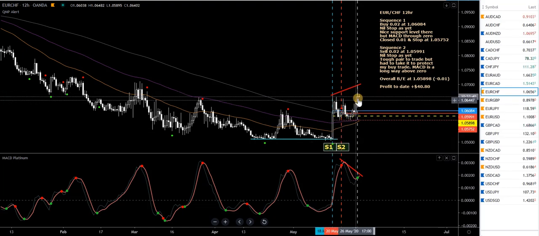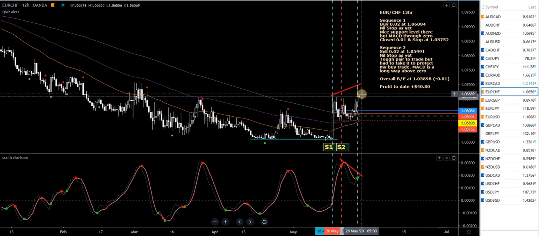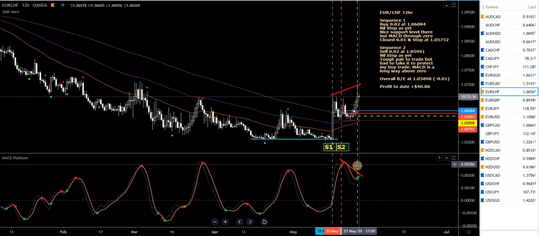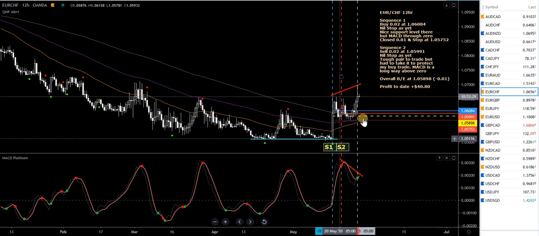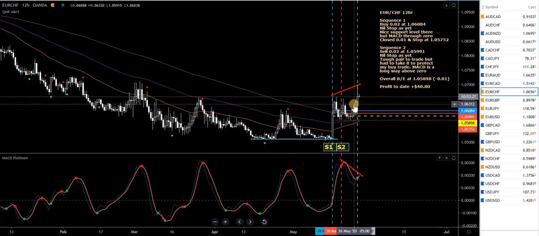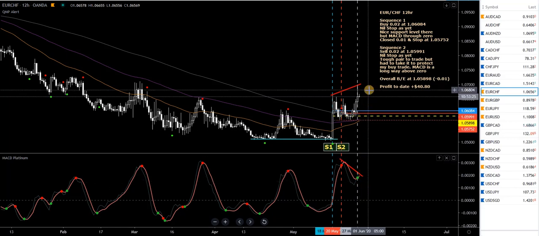So now I'm looking for a second, possibly a hedge buy or a second sell. Depends on how we look. I can probably draw a trend line up here. At the moment, it looks like we might be getting a buy and a hedge buy.